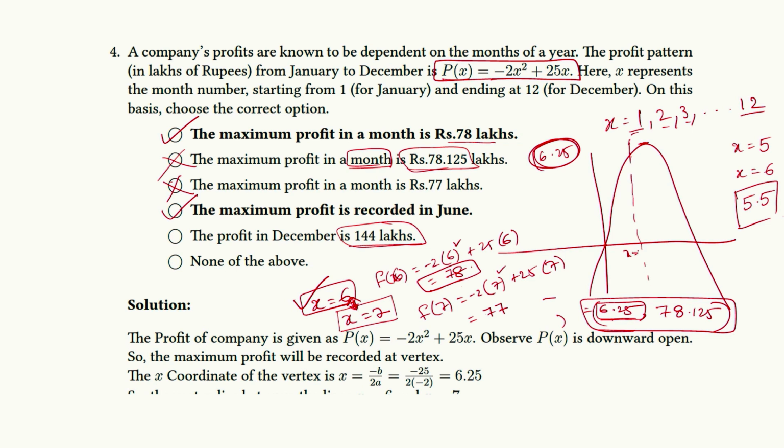x is equal to 6 and x is equal to 7 will be here. And if you further move the x value towards the right, the value keeps on decreasing. That means we can say that the value will be less than 77 only. So it cannot be 144 lakhs. This is false. So we have got 2 correct choices. So none of these is also false.